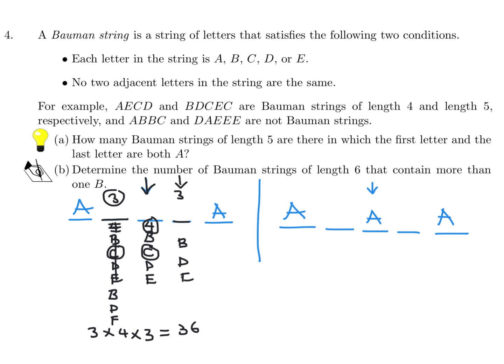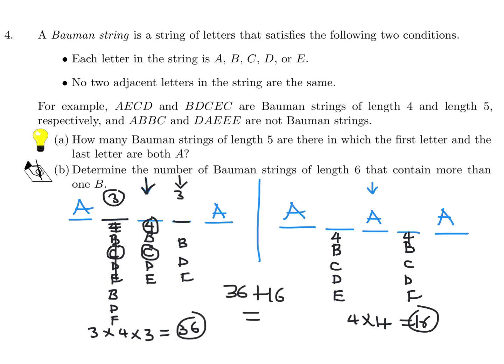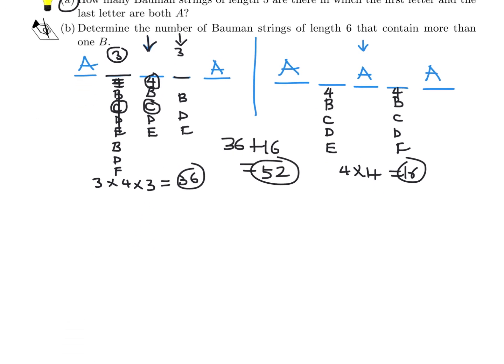Now we look at this other scenario. This can be either a B, C, D, or E, so that's 4 choices. And similarly, this can be either B, C, D, or E, 4 choices. So 4 times 4, which is 16. So we've got 16 here, we've got 36 there. So the total will be 52. So that takes care of part A. Part B: determine the number of Bauman strings of length 6 that contain more than one B.